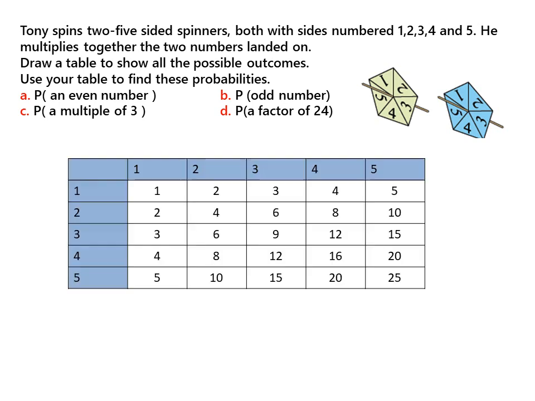First of all, let's draw the table. We will have on the horizontal line the first or the green spinner, which is numbered from 1 to 5, and on the vertical column we have the other spinner, also numbered from 1 to 5. The first one is the product of 1 by 1. So 1 by 1 gets 1, 1 by 2 gets 2, 1 by 3 gets 3, 1 by 4 gets 4, and 1 by 5 gets 5. Why am I multiplying? Because they said that he multiplies the two numbers landed on.